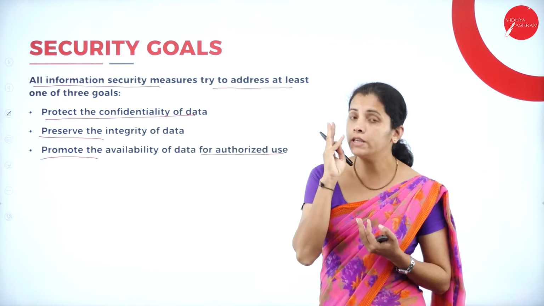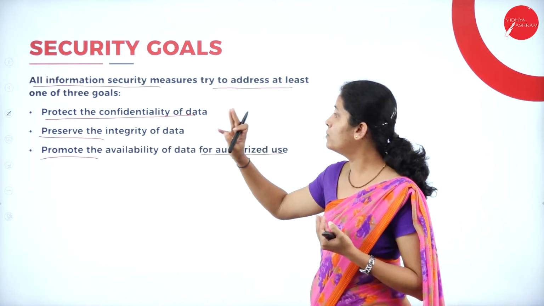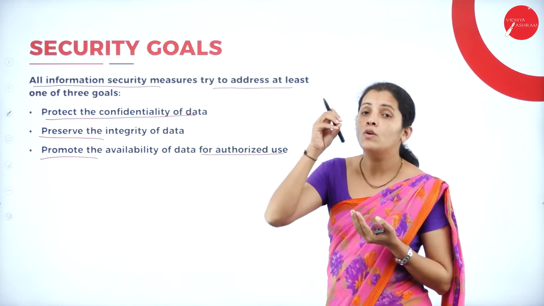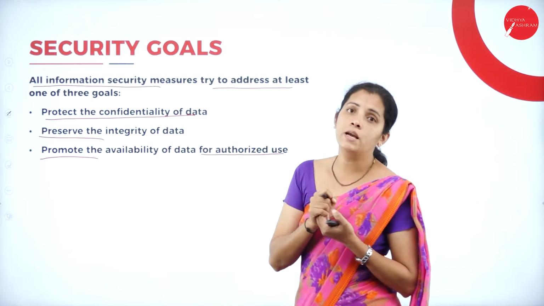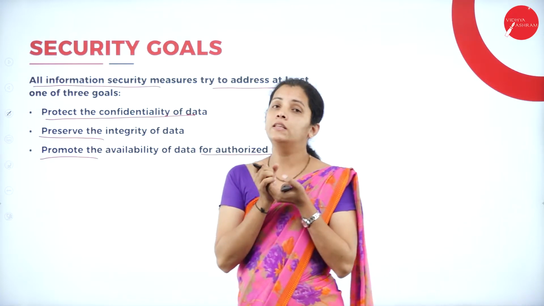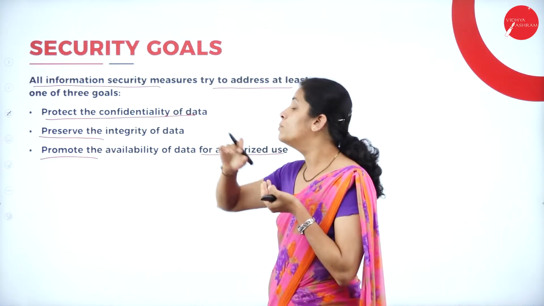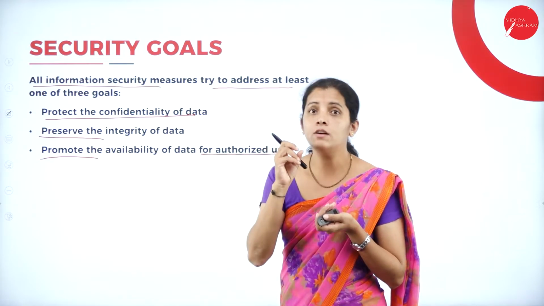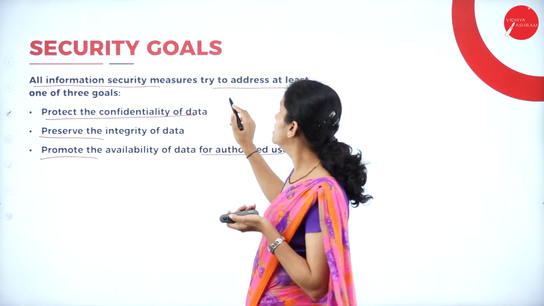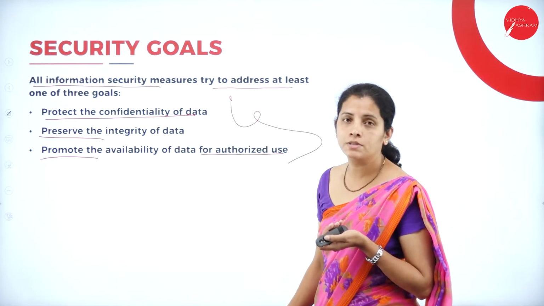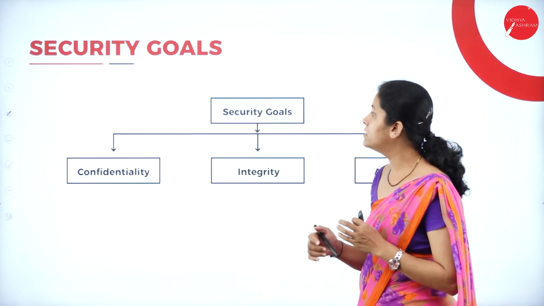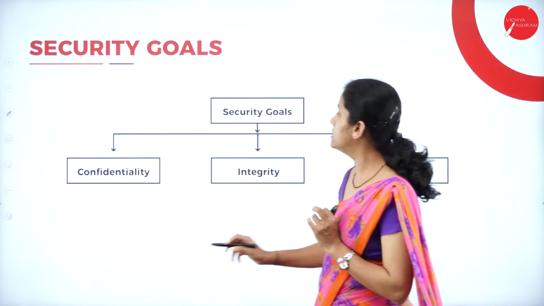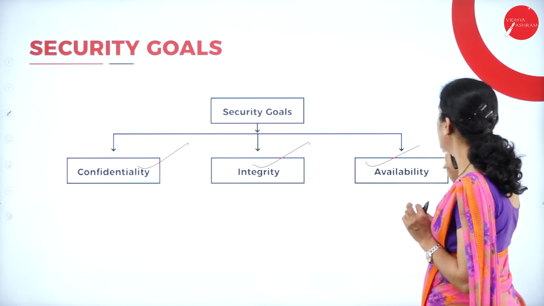So I'm going to have three different goals here, that is promote the confidentiality of the data. That means we want to increase the confidentiality of the data. At the same time, we want to preserve the integrity of the data, and we want to promote the accessibility of the data for only the authorized user. These are the three security goals that come under network security. Moving further, we are going to have three kinds of network security goals, that is confidentiality, integrity and availability.